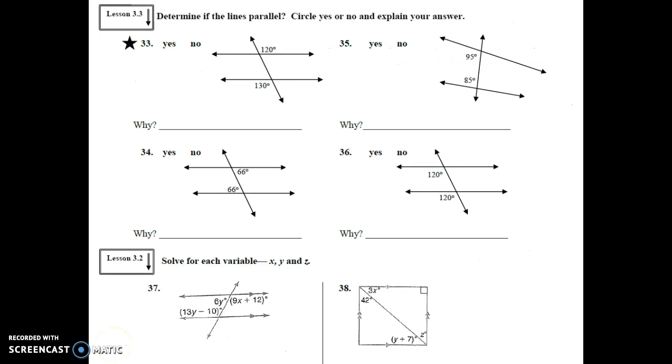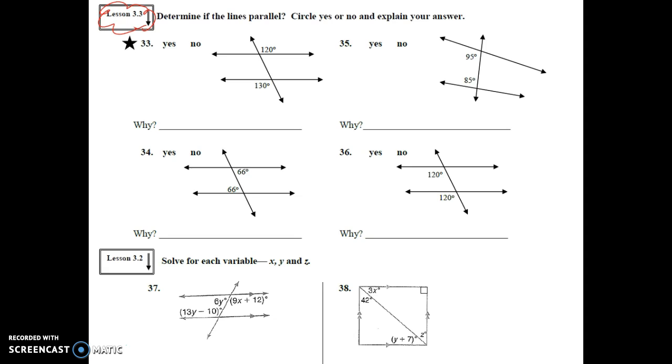For the next part here, we are going to look at the diagrams and determine if the lines are parallel. This is in lesson 3.3. The one thing that you want to note is that the lines are drawn so that they look parallel, so you don't always want to answer yes because the picture looks like that. It's about the reasoning for the angles.